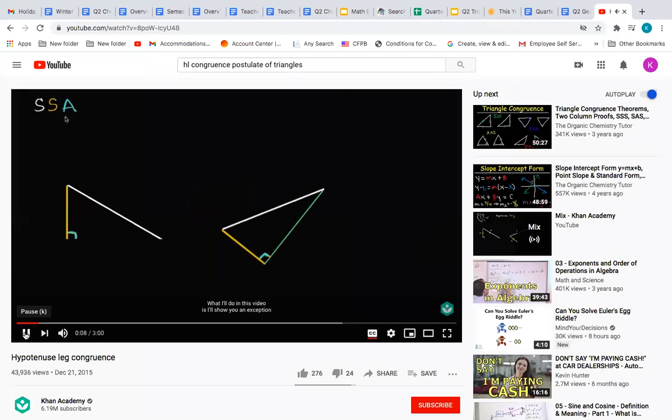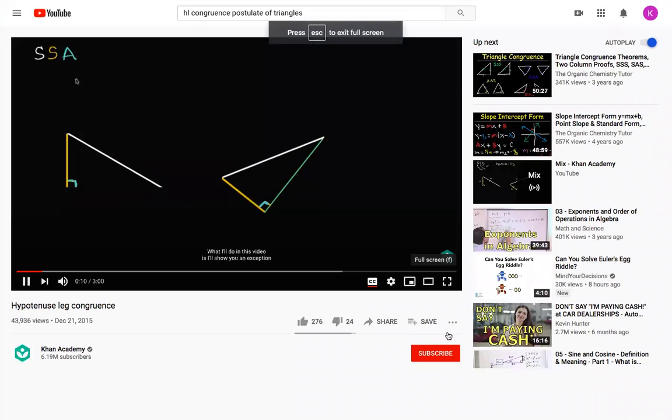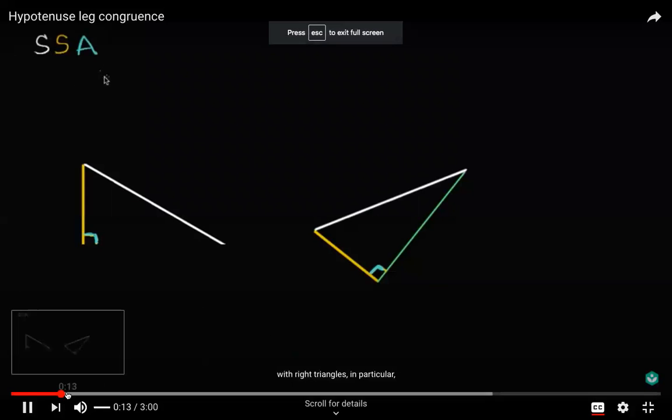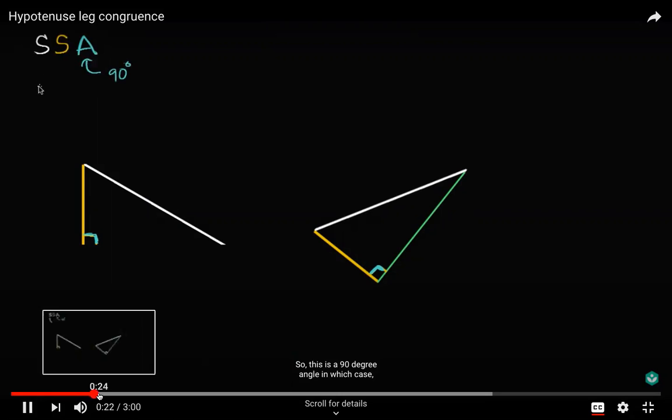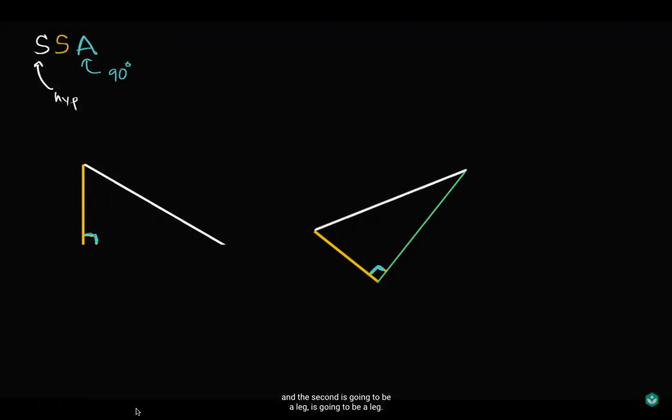Triangle congruence. What I'll do in this video is show you an exception, and the exception is when we are dealing with right triangles. In particular, there is a right angle, in which case this first side is going to be the hypotenuse, and the second side is going to be a leg. That's why you'll sometimes see this, instead of calling it SSA for the special case of a right triangle, as hypotenuse leg congruence.